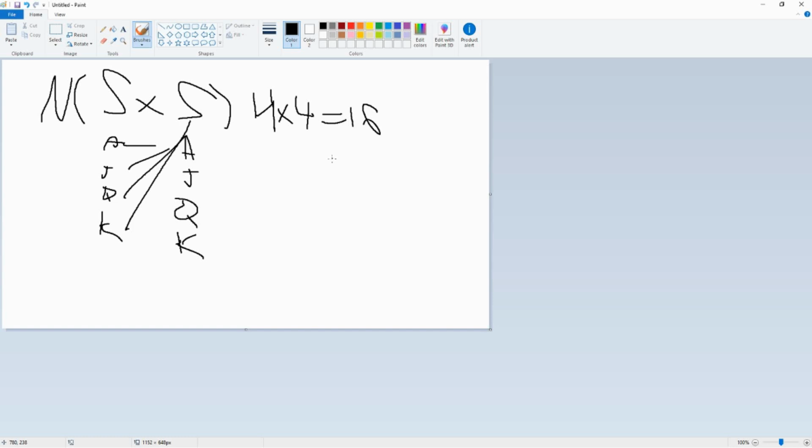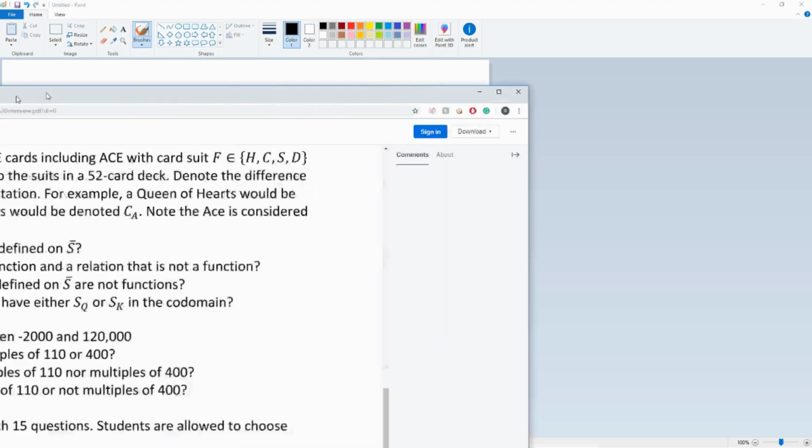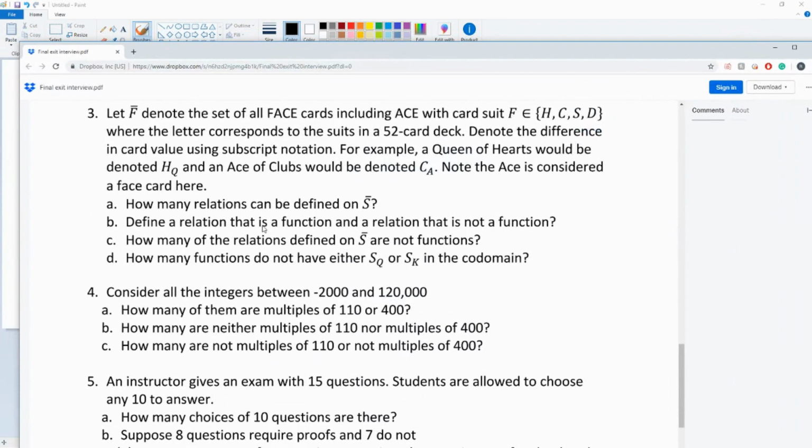which equals 16. And it's going to be 2 to the power of 16 because of the power set equation, since you have 2 different choices: either it is going to be a relation or it's not going to be a relation. So with the power set equation, we know that the number of relations that can be defined is 2 to the power of 16. That's part A, and for the first part of part B, it's going to be to define a relation that is a function. We're going to leave the second part to Stevie right there.